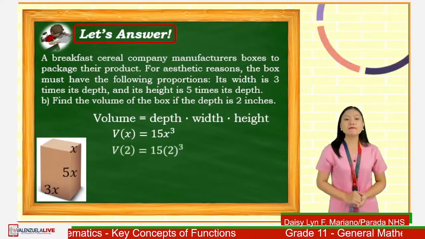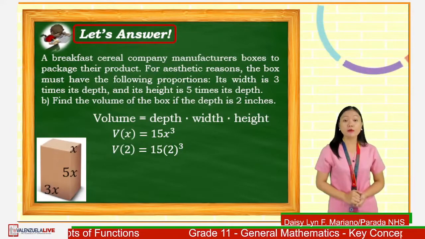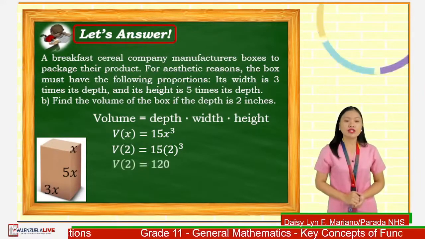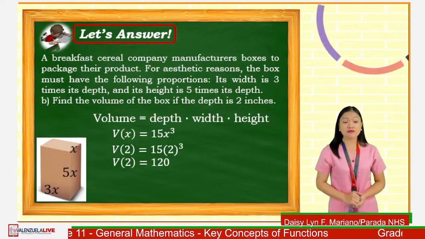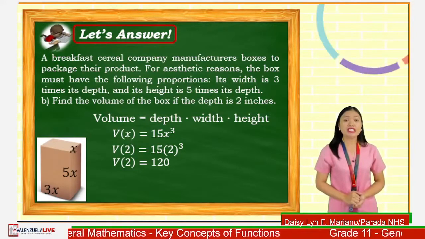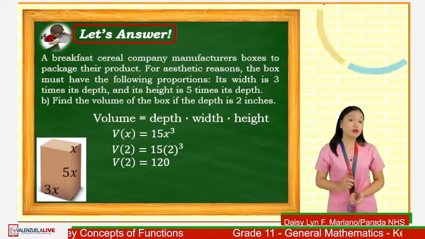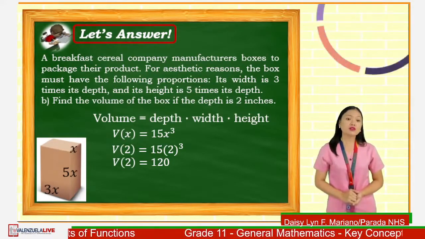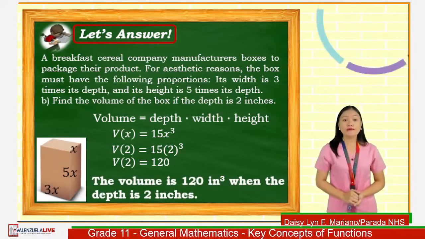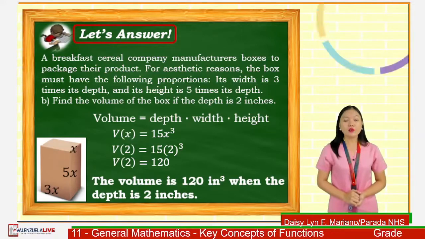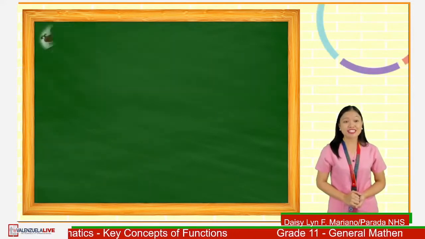Next, we simply substitute 2 in the variable x, then perform the operation. That is, v of 2 is equal to 15 times 2 raised to 3. 2 raised to 3 is 8. Multiplied by 15 is 120. So, v of 2 is equal to 120. The volume of the box is 120 cubic inches when the depth is 2 inches.